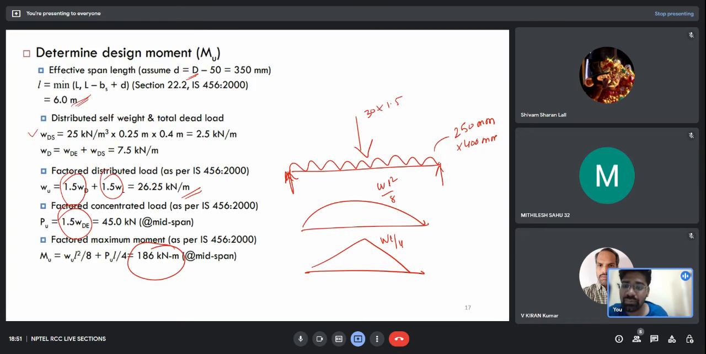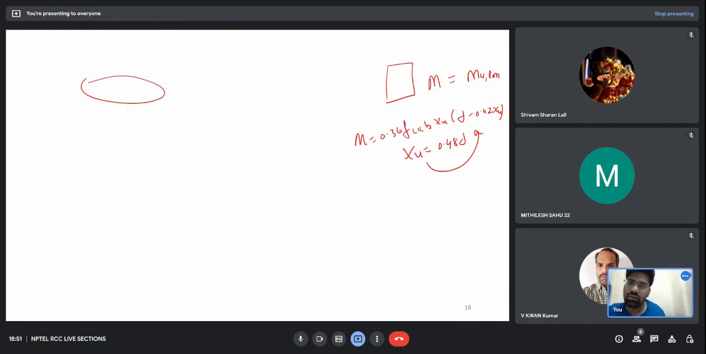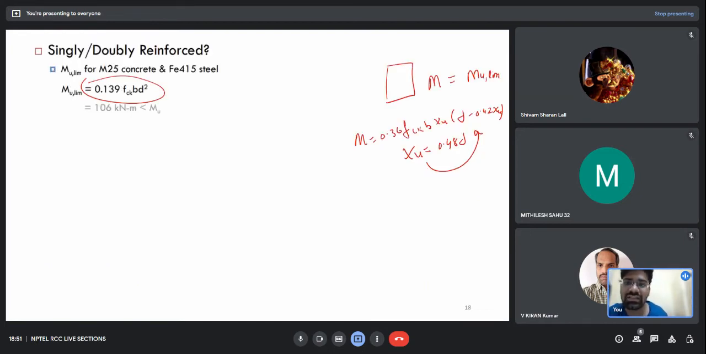But the maximum moment for which we have to design this beam is 186, while the maximum moment this beam can take is 106. What does that mean? 186 and 106. This is the moment for which I have to design the beam, and this is the limiting moment of resistance. So this is the extra moment for which I need to provide compression steel in my beam.